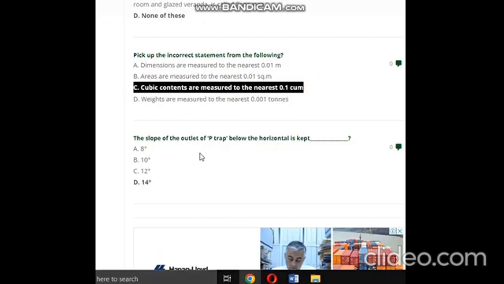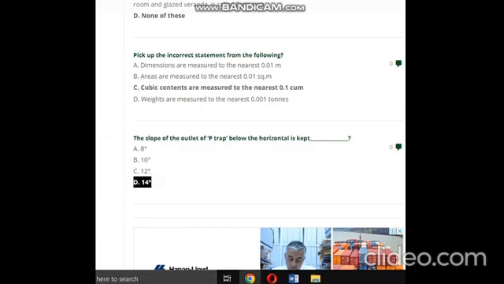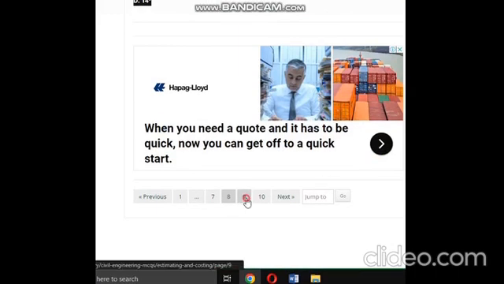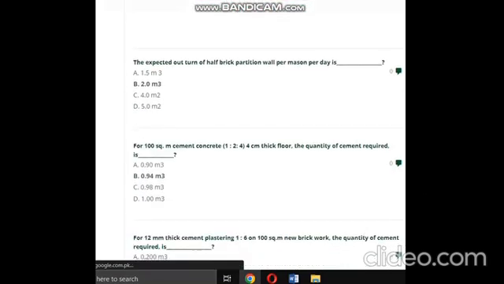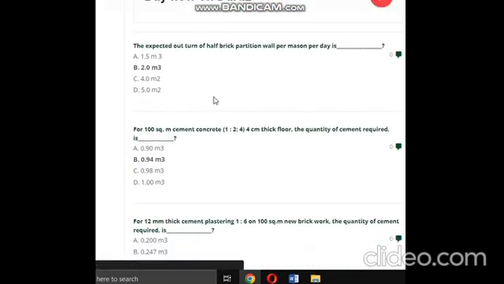The slope of outer leg of P trap below the horizontal is kept 14 degree. The expected outturn of half brick partition wall per mason per day is 2.0 meter cube. For 100 square meter cement concrete 1:2:4 4 centimeter thick floor, the quantity of cement required is 0.94 meter cube.